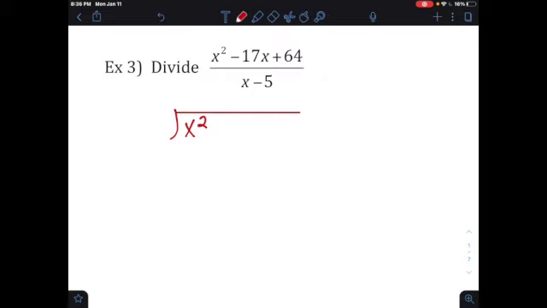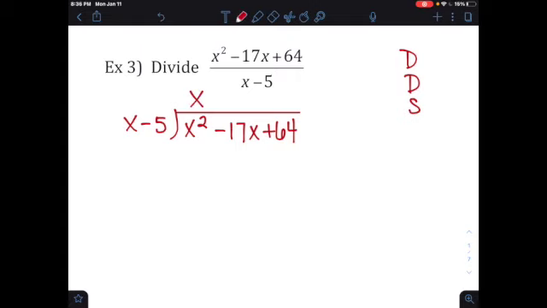For example number 3, you should be able to put the symbol in the proper location, the expressions in the proper place. X squared minus 17x plus 64 goes inside. X minus 5 goes outside. D, D, S: decide, distribute, subtract. So we are going to take a look at the very first term inside, x squared, and the x. So now what times what gives you x squared? In this case, x again.